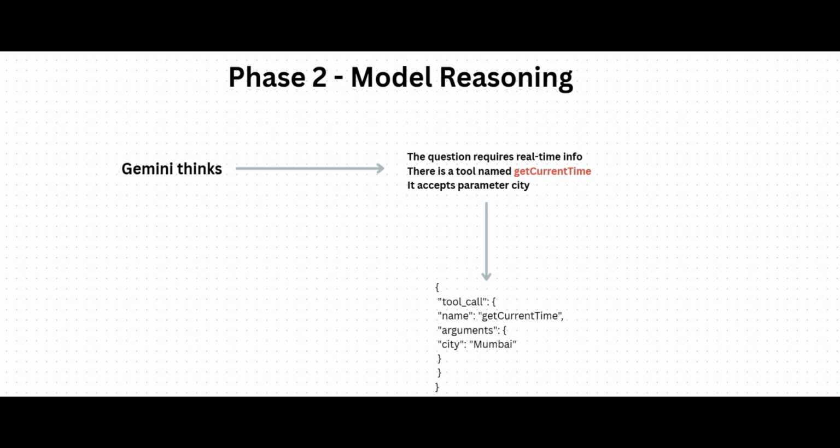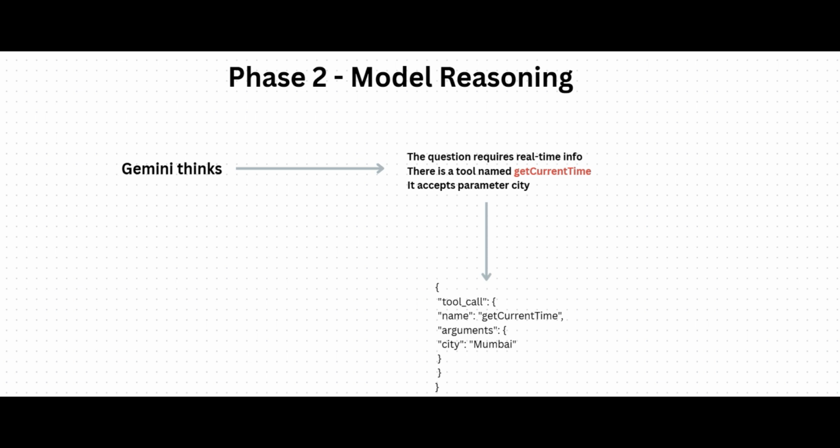Then in phase 2, model reasoning starts. Now the reasoning starts inside the Gemini model. The model analyzes: does this question require real-time or external information? Is there a matching tool available? Can I answer directly or should I call a tool? In our example, what is the time in Mumbai?